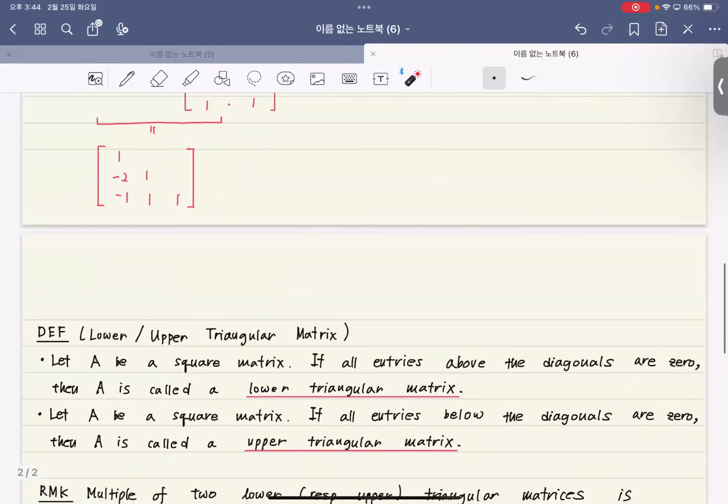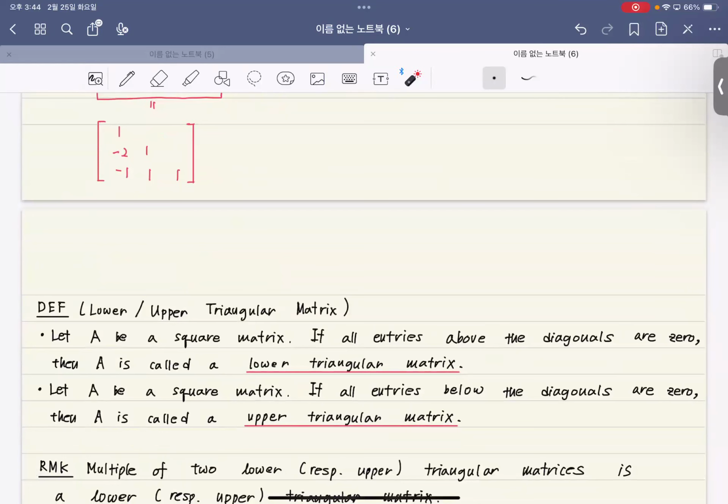Also, there is a diagonal matrix. What is a diagonal matrix? A diagonal matrix is a matrix that is at the same time upper triangular matrix and lower triangular matrix. So if any square matrix is simultaneously upper and lower triangular, then all the off-diagonal entries must be 0. So that is what I mean by diagonal matrix. Okay.